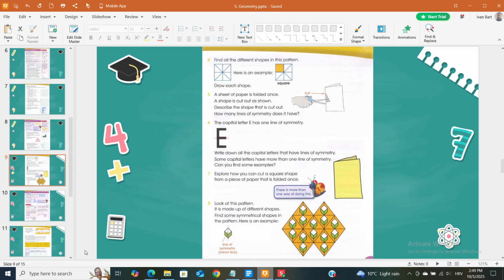Square. Cut. 5. A sheet of paper is folded once. A shape is cut out as shown. Describe the shape that is cut out. How many lines of symmetry does it have?